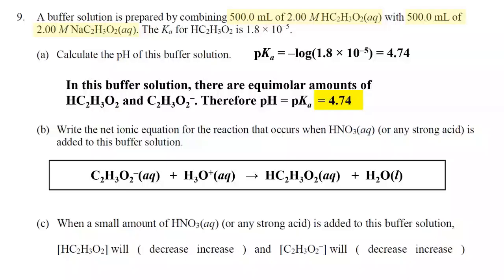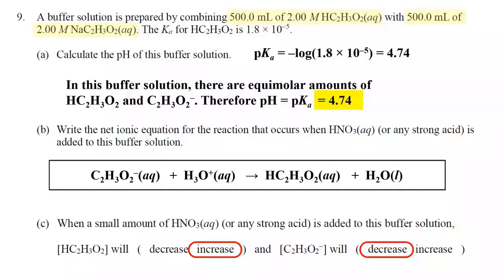And now we can use the equation that we wrote in part B to answer part C. It says when a small amount of nitric acid or any strong acid is added to this buffer solution, the concentration of acetic acid will, and the answer is increase. You can see that acetic acid is being produced as a product in the equation that we wrote in part B. And the concentration of the acetate ion will decrease. Again, you can see it's being consumed as a reactant in the equation that we wrote in part B.